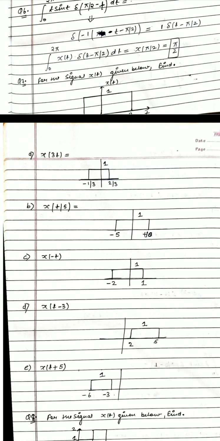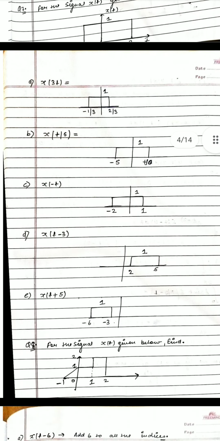Now x of t by 5: we have to multiply each index by 5. So there were -1, and -1 into 5 is -5. Here it was 2, so 2 into 5 is 10. So x of at means divide by a. X of t by 5 is equal to multiply by 5.